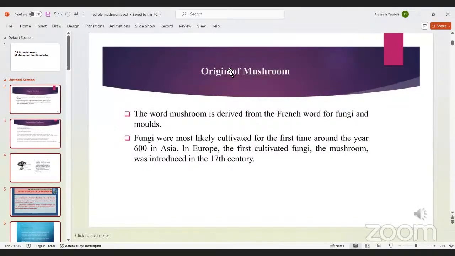Cultivated first time in India 600 years AD. In Europe, the first cultivated fungi, the mushroom, was introduced in the 17th century. So mushrooms are nothing but fungi, okay? It is one group of fungi.